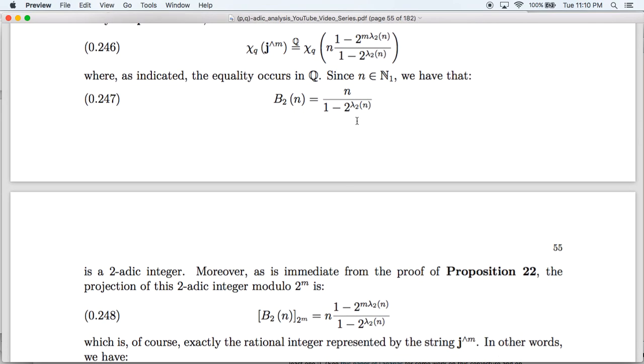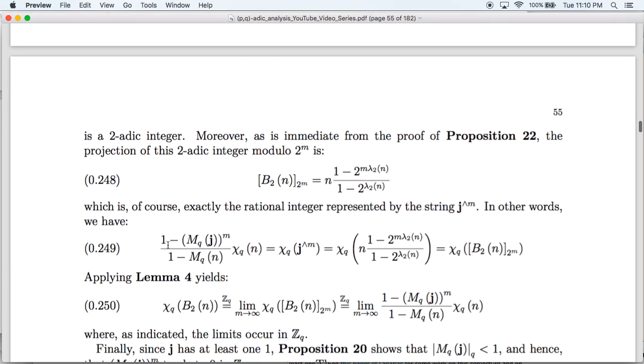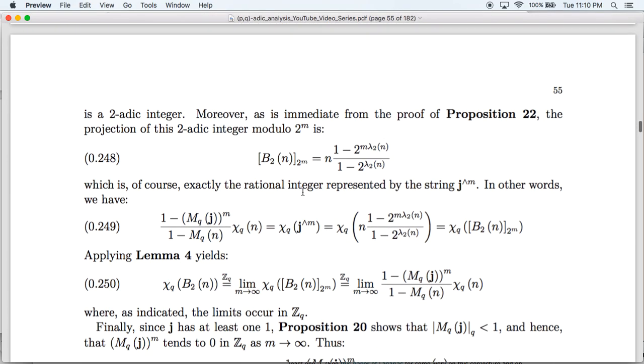Next, we note that, as remarked earlier, this is what we get from concatenating infinitely many copies of bold j. So, if we project it mod 2 to the m, that means we're only concatenating m copies of bold j, which means B2 of n modulo 2 to the m is precisely this number. In other words, going back to this equality, we have this thing here is equal to chi-q of bold j to the wedge m is equal to chi-q of that, and this is chi-q of B2 of n mod 2 to the m.